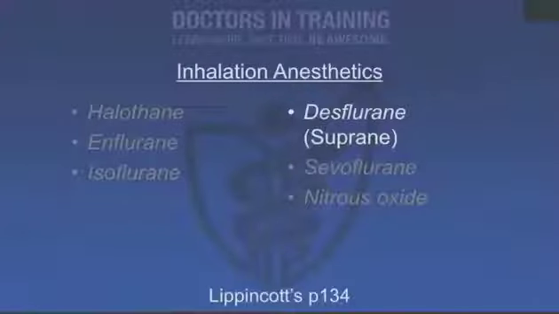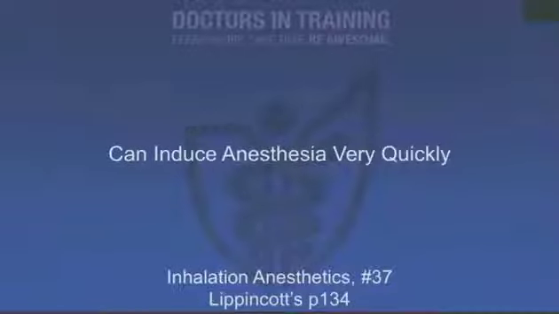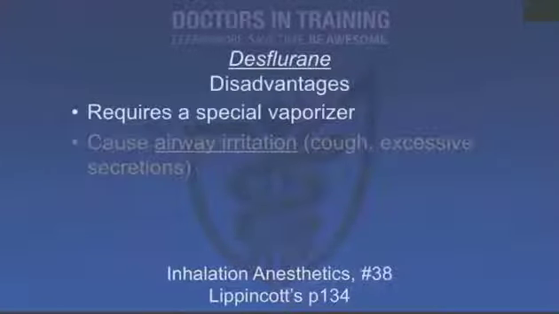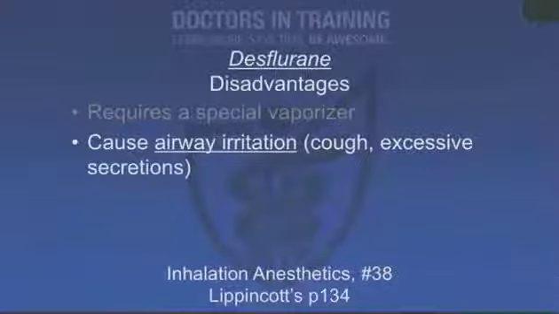Now let's talk about desflurane. This is an extremely rapid drug. It is great for outpatient surgery because you can induce anesthesia very quickly. One of the downsides is it requires a special vaporizer, which is expensive, but it's used a lot in quick procedures. It can cause airway irritation, cough and secretions, so you really can't use it in extended anesthesia. That's the one downside: it can irritate the airway.